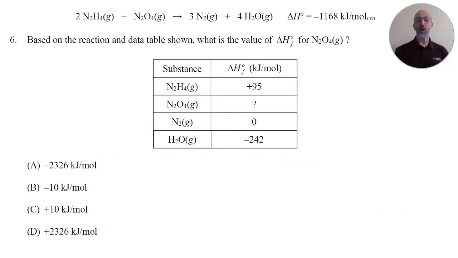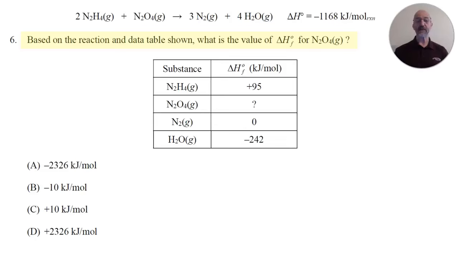But this time, we actually are given the delta H for the reaction. So we are given that the change in enthalpy for this reaction is negative 1,168 kilojoules per mole of reaction. So what we don't know is the question mark in the table. So question 6 says, based on the reaction and the data table shown, what is the value for the standard enthalpy of formation for the substance N2O4?